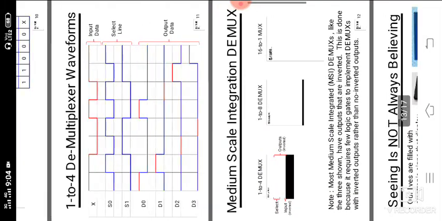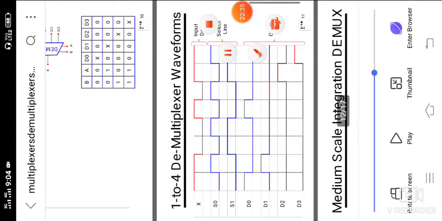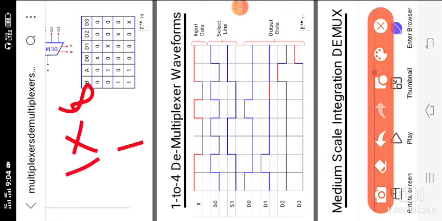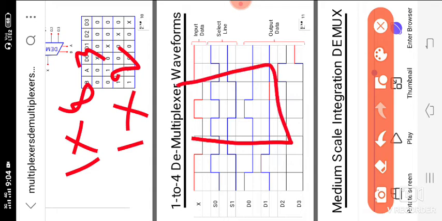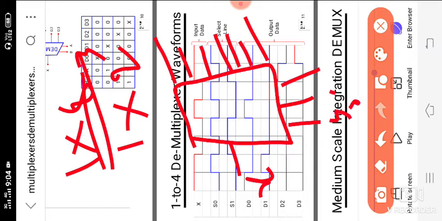Next, the same thing for 1 to 8. For 1 into 8, the input is 1 and 2 power 3 means 3 selection lines. So this is our circuit diagram: 1 input, 3 selection lines, and 8 outputs, 1 2 3 4 5 6 7. Here x is the input, and the 3 selection lines are S0, S1, S2. So this is the 1 into 8 demux.